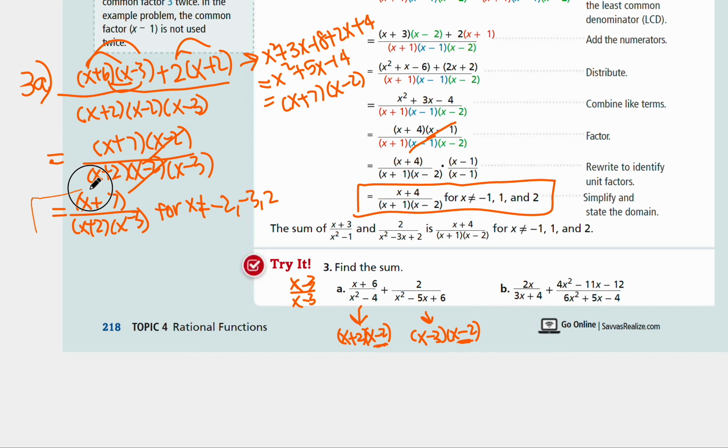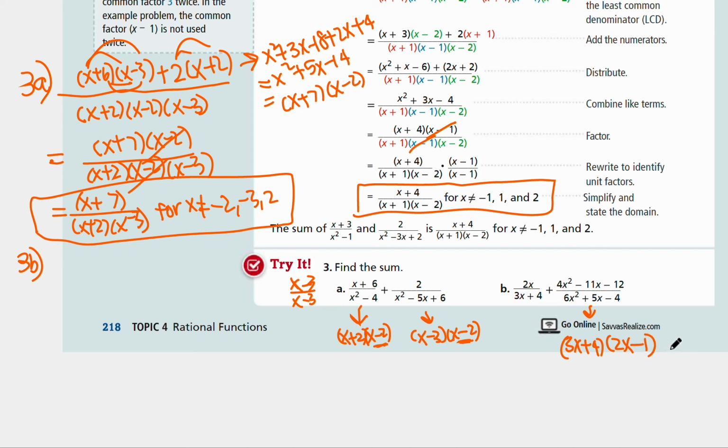Okay, so that would be our final answer for part A. Let's look at part B. You do the same thing. You're going to factor this out because this one is non-factorable. So factor this out, you have 3x plus 4, and usually this is a hint, right? That's a factor. Then you have 2x minus 1 because you have a leading coefficient of 6.